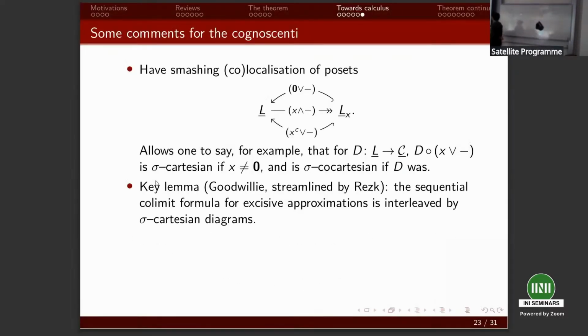And so the key lemma, as also something we saw on Monday: when you look at this telescopic colimit, these things are going to be interleaved by the sigma-Cartesian things. And because I've assumed that I'm sigma-differentiable, when I take the sequential colimit, everything commutes and I get a sigma-Cartesian thing. That was what we saw on Monday.